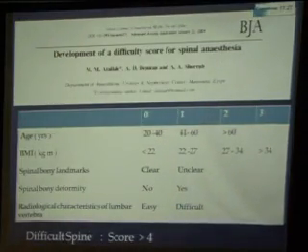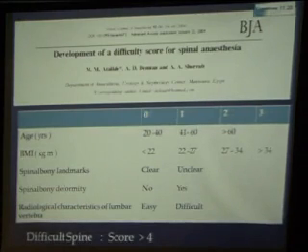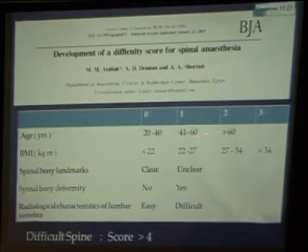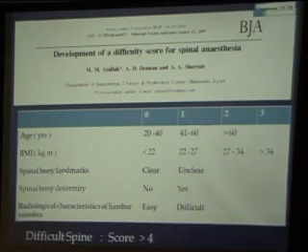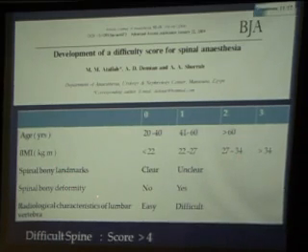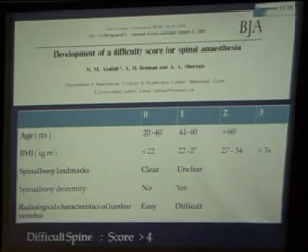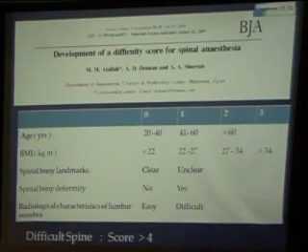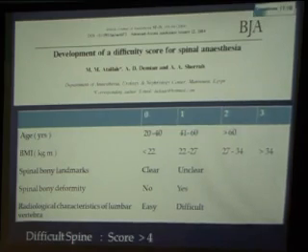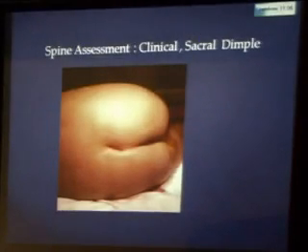So combining all this together, I think it's worthwhile developing a difficult spine score, which includes age, BMI, the spinal bony landmarks, and deformities. If the score is more than 4, I think it will be taken as a difficult spine, and we should make efforts to plan our anesthesia. This is quite commonly seen in children. A sacral dimple, don't take it lightly because it can be associated with occult spina bifida.